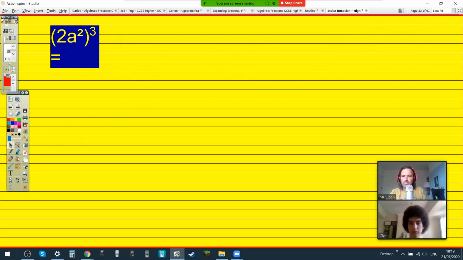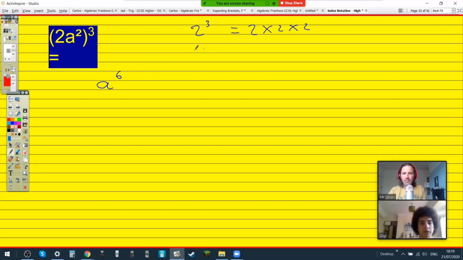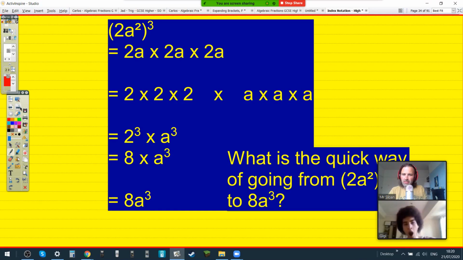What is this one? Would it be 6a to the power of 6? You have the right idea. What is 2 cubed? 2 cubed. That's 8a to the power of 6. Yes. And so, like always, it's a mixture of to the power and multiplying. So it's always a mixture of 2 different things. And so it's easy to mix them up.